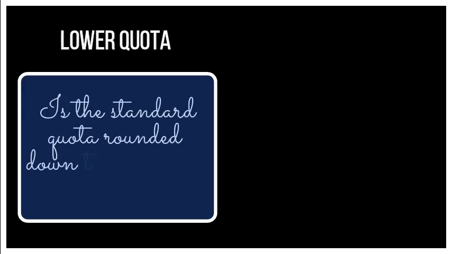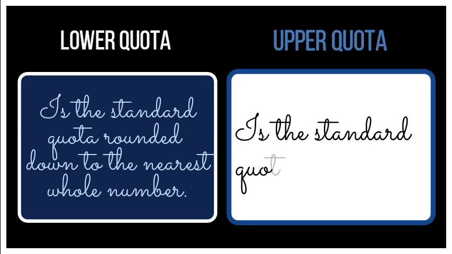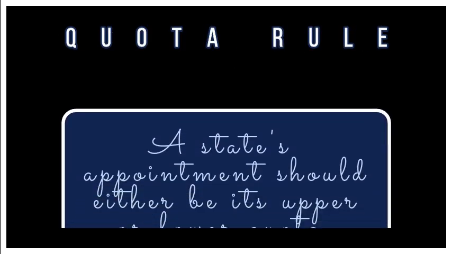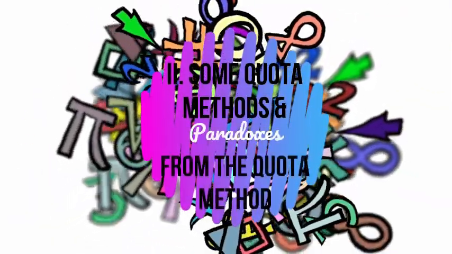The lower quota is the standard quota rounded down to the nearest whole number, while the upper quota is the standard quota rounded up. So there's a quota rule that a state's apportionment should either be its upper or lower quota. Here are some quota methods and paradoxes from the quota method.